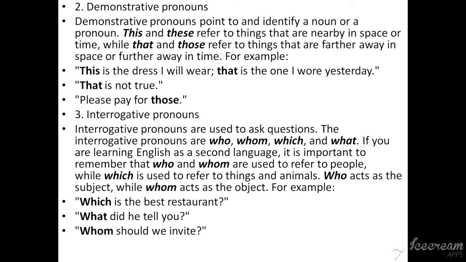For example, which is the best restaurant? What did he tell you? Whom should we invite?